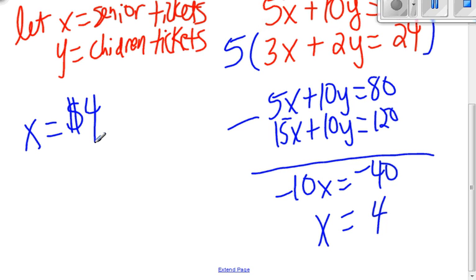Now to figure out y, you substitute it back into one of the equations. I'm assuming you guys can do this, so I'm not going to show it. But if you have a question, email me. Substitute it in, and you end up with y equals $6. So a children ticket is $6.